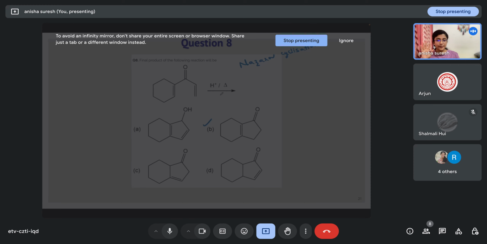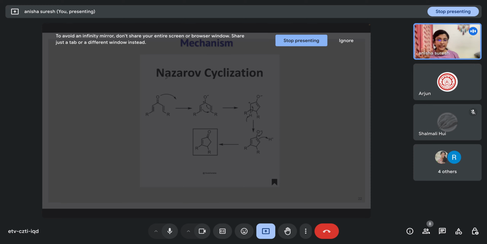So coming to the mechanism of the Nazarov cyclization, first in the presence of a Bronsted acid or Lewis acid, it will get protonated. So it will be OH, okay. It will get protonated and it will result in the formation of this pentadienyl cation. That will undergo a pericyclic reaction. So what is the number of electrons involved in this reaction? 4 pi electrons are involved.